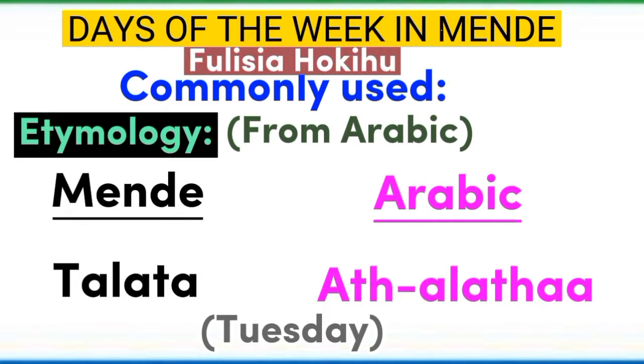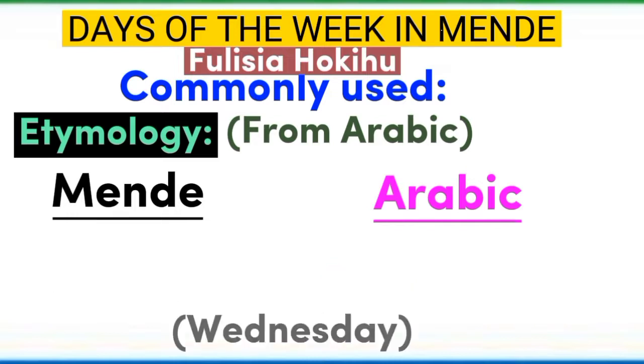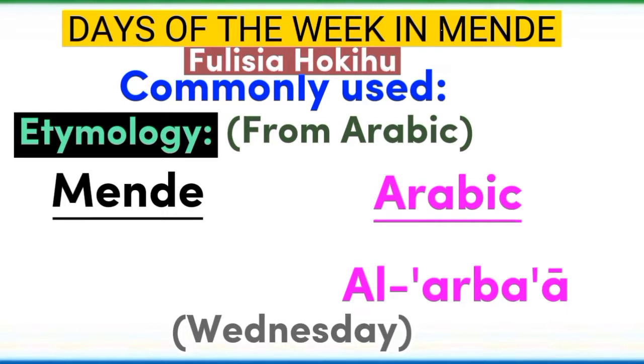And that is because the Mende do not have the sound "tha", which is in the Arabic language. So they ended up calling it talata instead of thalatha. In Arabic, arba'a, that is fourth. But because of the pronunciation problem, in the Mende orthography there is no R. So the Mende people could not say the R because their language doesn't accept that.